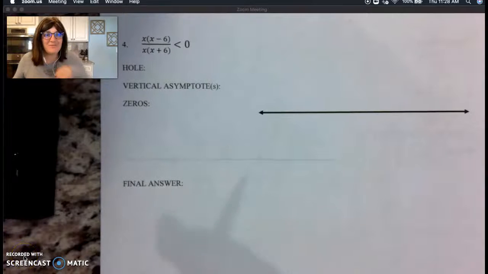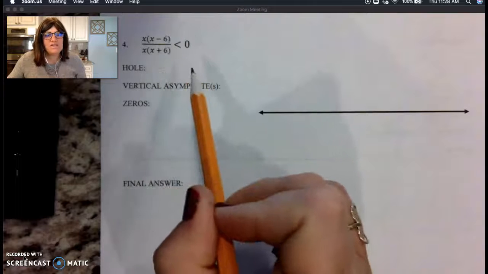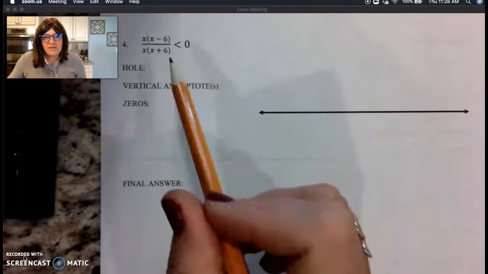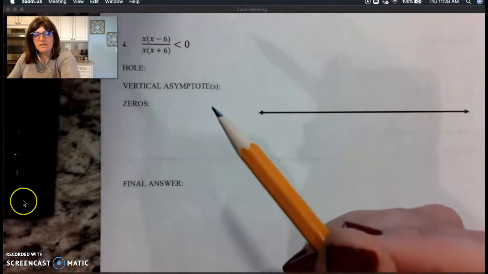Okay, guys, I said I would do number 4 and do a little recording of it. So I want to make sure that I give you guys just one more example of how to solve rational inequalities. So we're going to start this problem just like we did the ones in class.